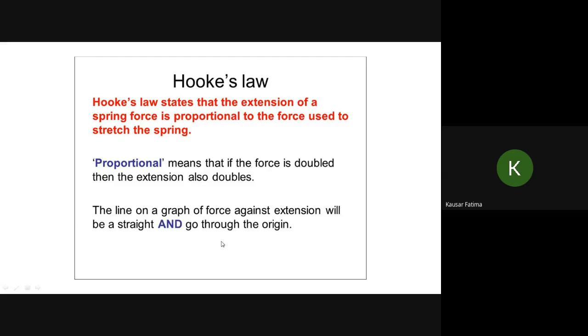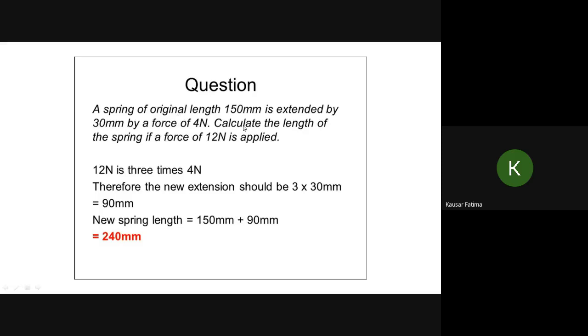Now there are some questions. A spring of original length 150 millimeter is extended by 30 millimeter by a force of 4 Newton. Calculate the length of the spring if a force of 12 Newton is applied. So 12 Newton is 3 times greater than the force of 4 Newton. 4 Newton causes it to extend 30 millimeter. It means 12 Newton will cause it to extend by 30 times 3, meaning 90 millimeter.